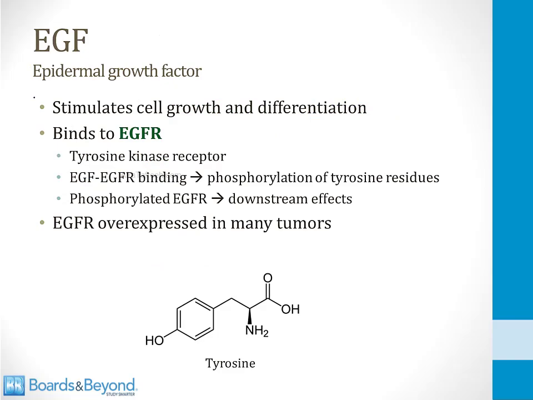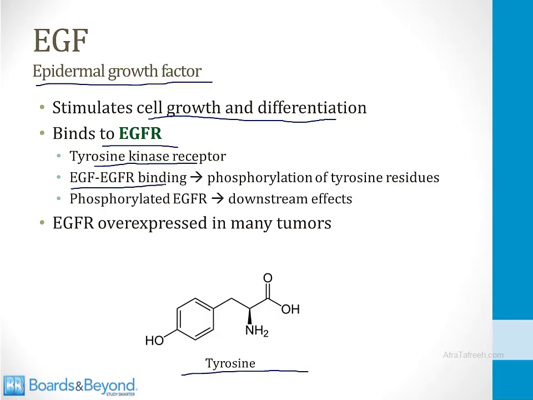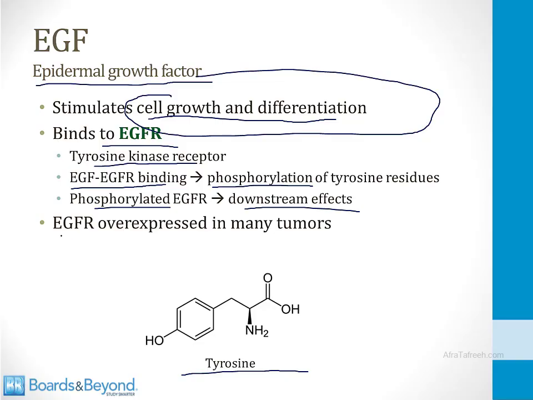So let's talk about that system in general first. So EGF stands for epidermal growth factor. It is a molecule that stimulates cell growth and differentiation. It does this by binding to the EGFR, the epidermal growth factor receptor. This is a tyrosine kinase receptor, and what that means is that the receptor contains tyrosine amino acids, which will become phosphorylated when the receptor is activated. Thus, the EGF-EGFR binding leads to phosphorylation of tyrosine residues in the receptor, and the phosphorylated EGFR leads to downstream effects that lead to cell growth and differentiation. And it turns out that the EGFR is overexpressed in many tumors, and therefore it is a target for therapy.